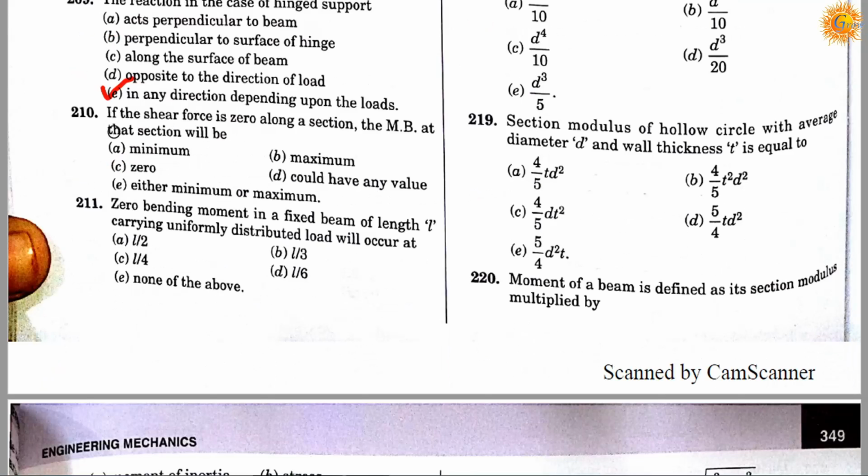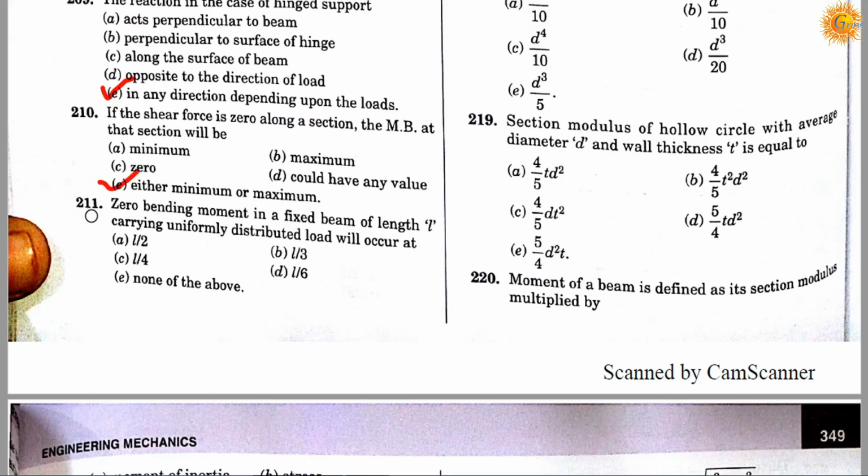Question number 210. If the shear force is 0 along a section, the bending moment at that section will be: option A is minimum, option B is maximum, option C is 0, option D is could have any value, option E is either minimum or maximum. Correct answer is E, it will be either minimum or maximum.